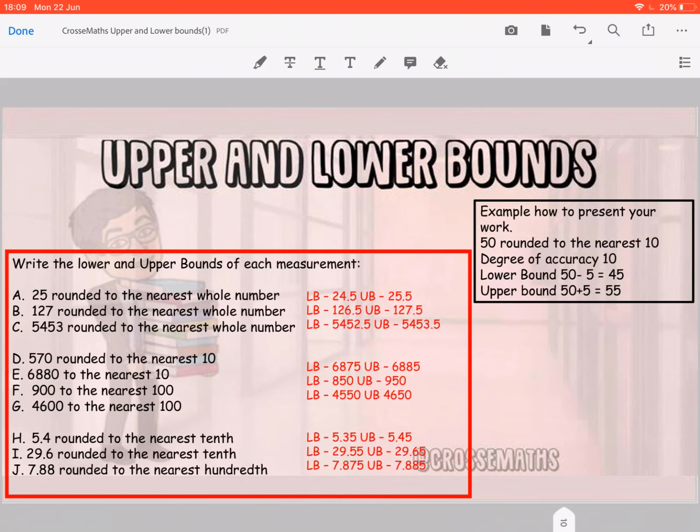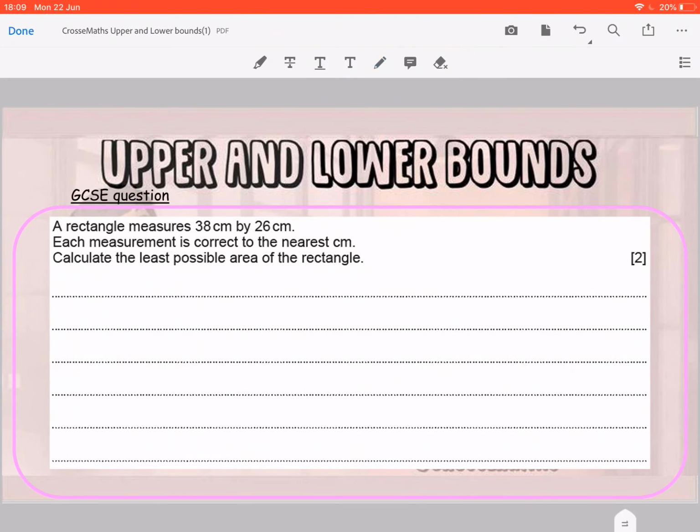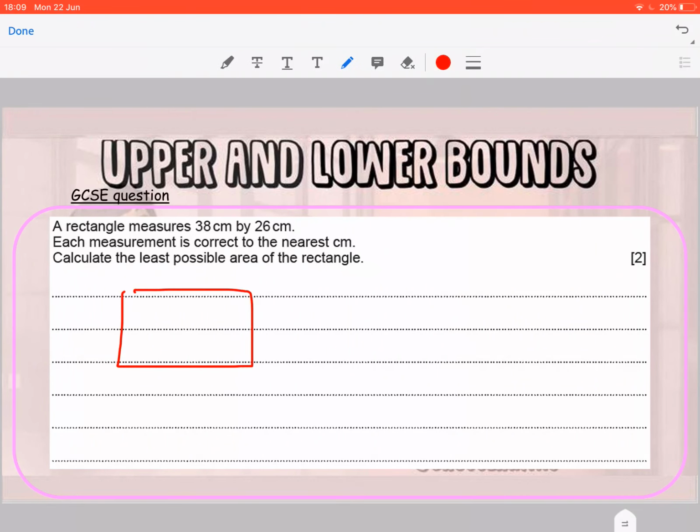Right then, guys, so a GCSE question. I'll pause the video now and I'd like you to have a go at this GCSE question. Right then, so I'm going to go through it. So I've got 38 centimetres by 26. I always draw a picture with 26. Each measurement to the nearest centimetre now.